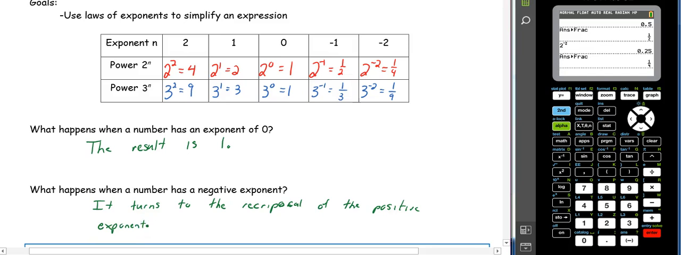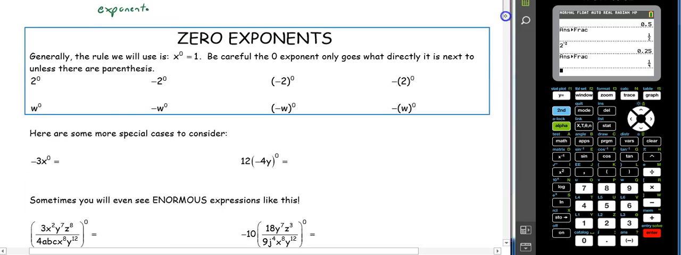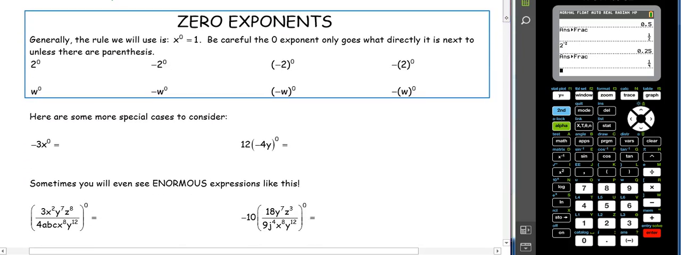So let's use those properties today to look at negative exponents and 0 exponents. First we're going to start with 0 exponents. The general rule is that anything to the 0 power, a variable or a number, is going to equal 1. But we have to be careful because the 0 exponent is only going to go with what is directly next to it unless there is a parenthesis. So let's look at some examples with both a numeric value and a variable to see what happens when we have a 0 power.